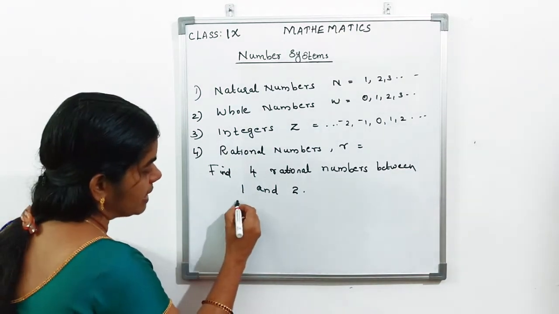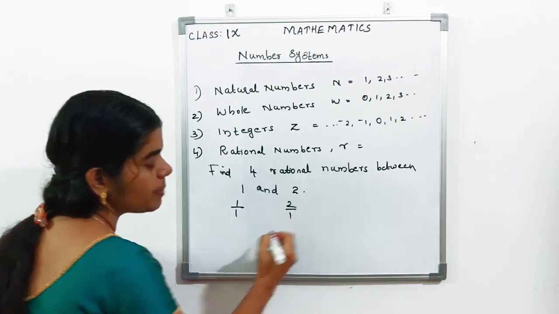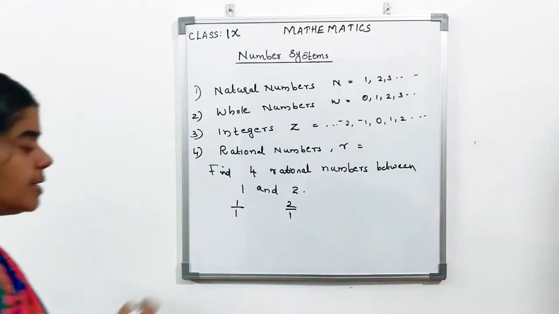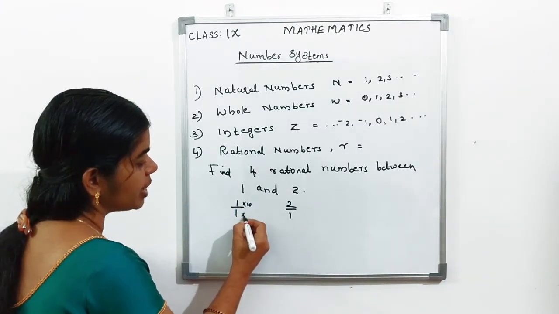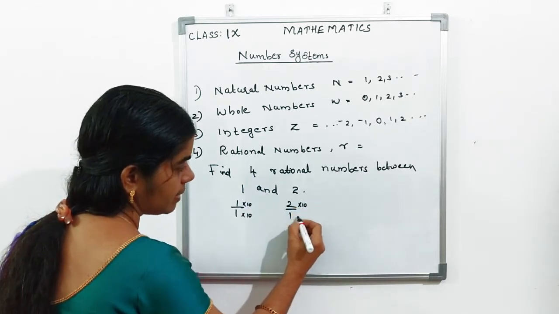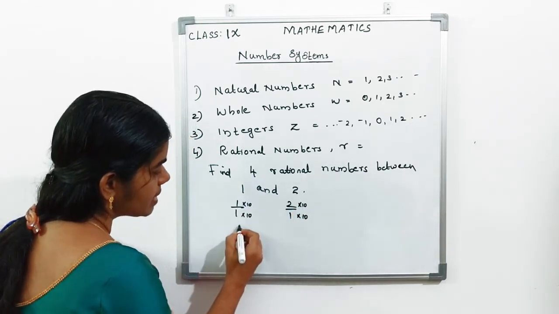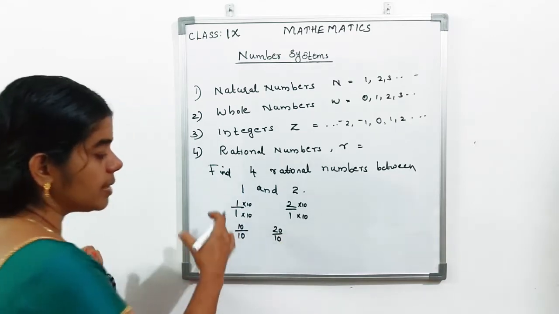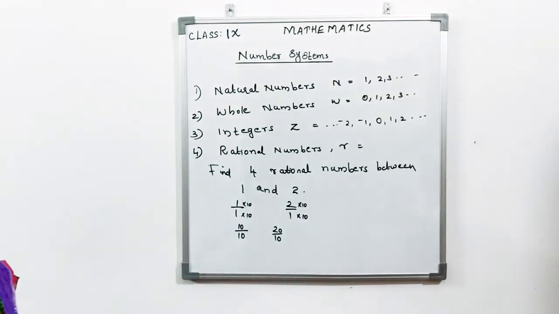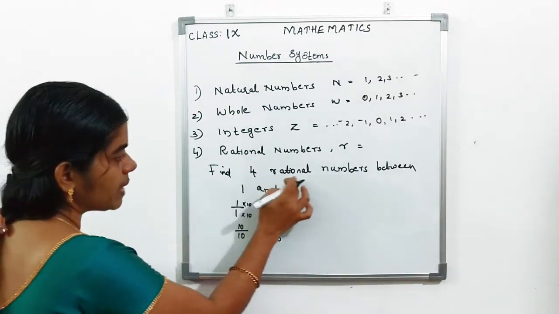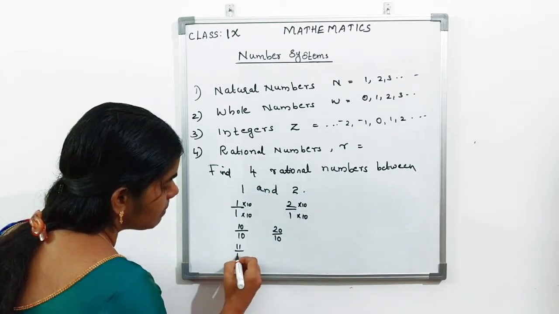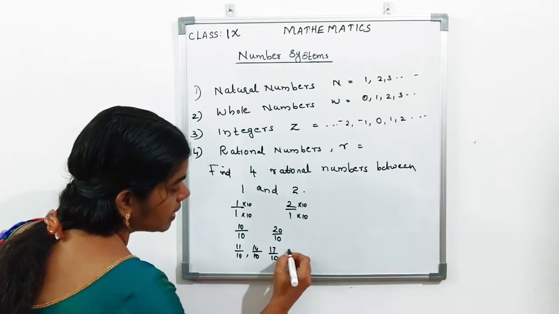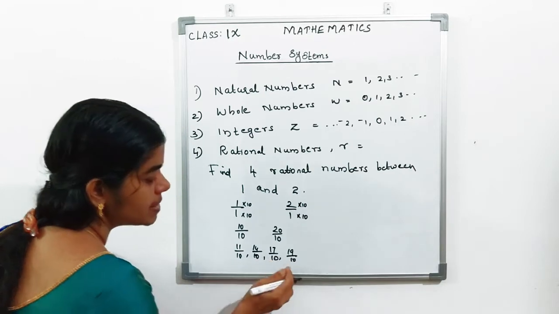We can write this 1 as 1 by 1 and 2 as 2 by 1. Then will any change happen? Nothing will change. We have only written denominator 1. Then we can multiply both the numerator and the denominator by the same number. I am using 10 here. Then what will our numbers be? Here it will be 10 by 10, and here you will get 20 by 10. Between these two numbers, we can write enough numbers. You want 4 rational numbers, so we can write 11 by 10, 14 by 10, 17 by 10, 19 by 10. Now the 4 numbers are over.